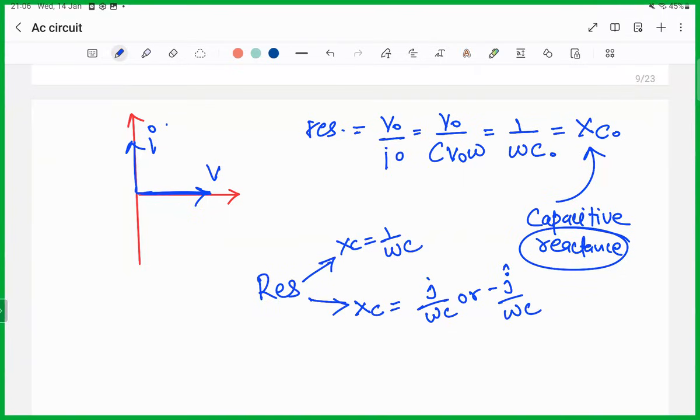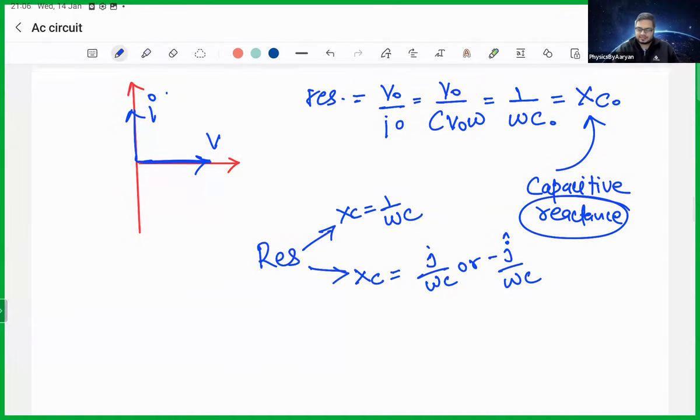Minus j upon omega C. J minus by omega minus C. Minus j omega. Minus. Everyone's mind is working now, right?